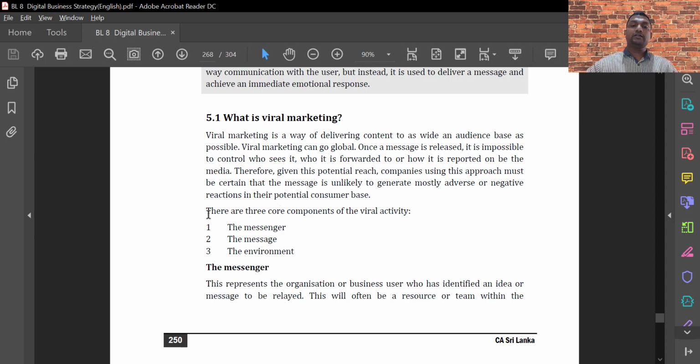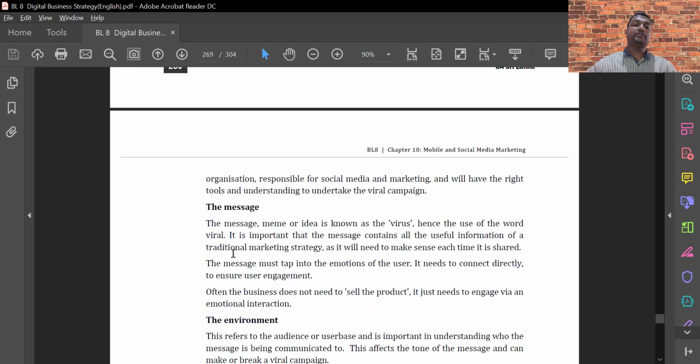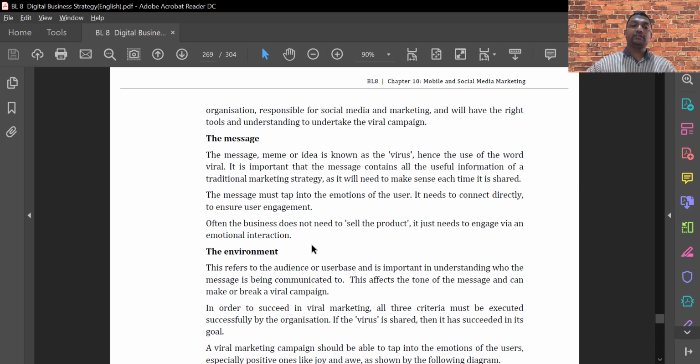There are three core components in a viral marketing activity. The messenger is there, which is the organization or the idea, then the message itself, and then the environment where this applies. So it is clearly given that the message is the virus.